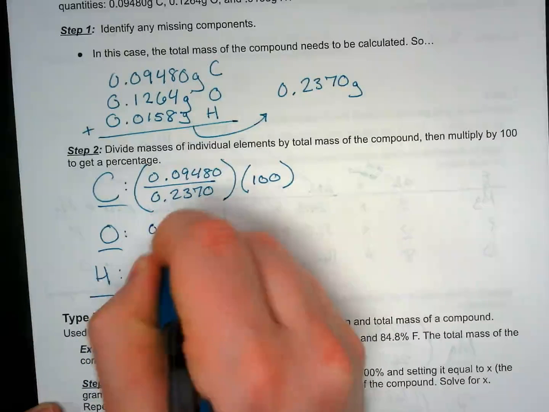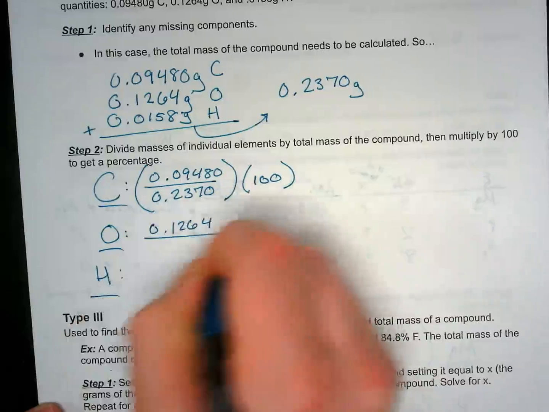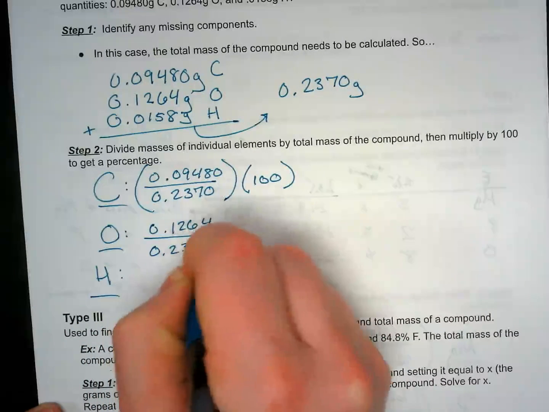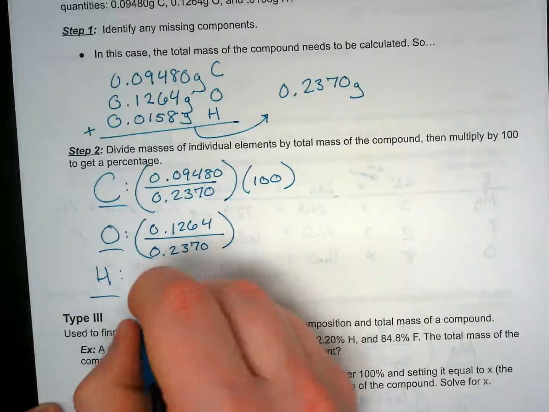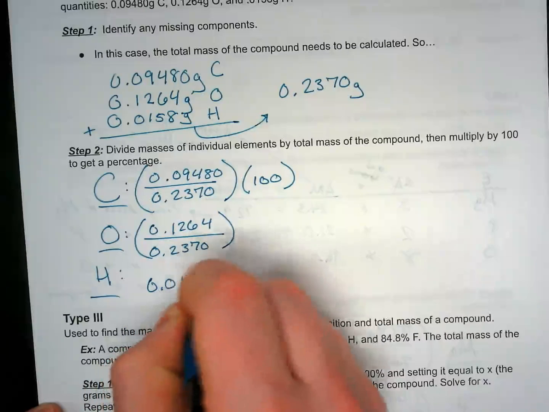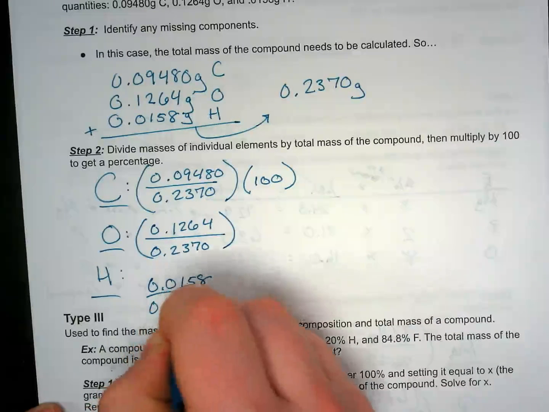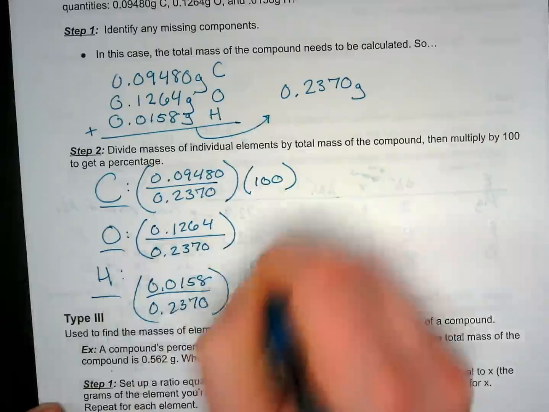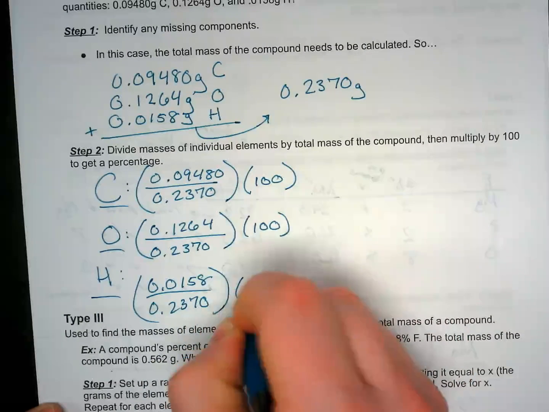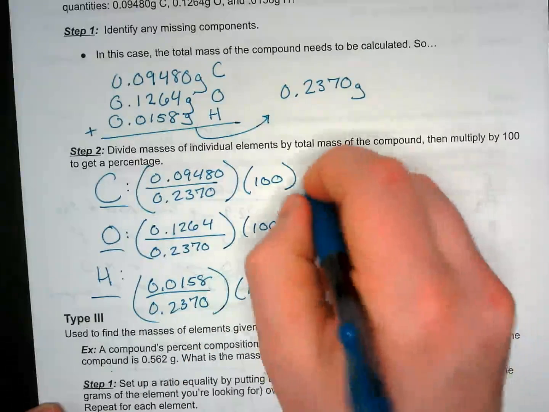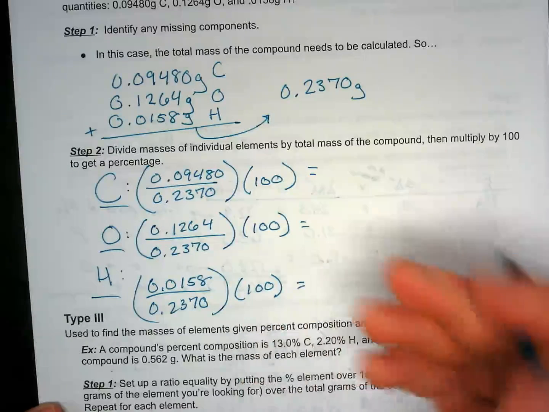Oxygen here, there was 0.1264 divided by 0.2370. Hydrogen, 0.0158 and 0.2370. Multiply those by 100, and we're going to find the compositions of each of these.